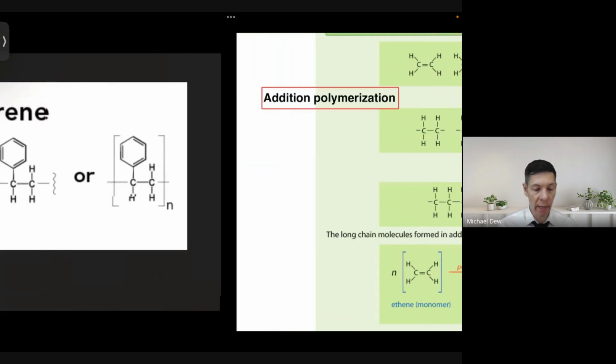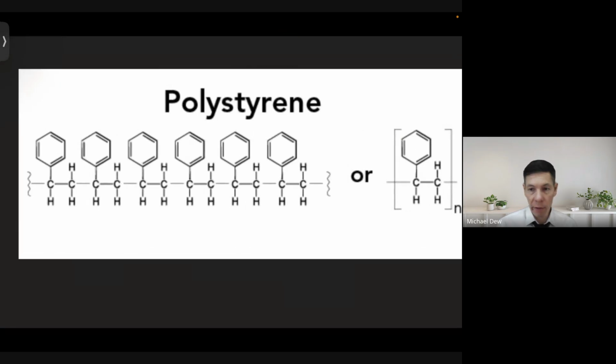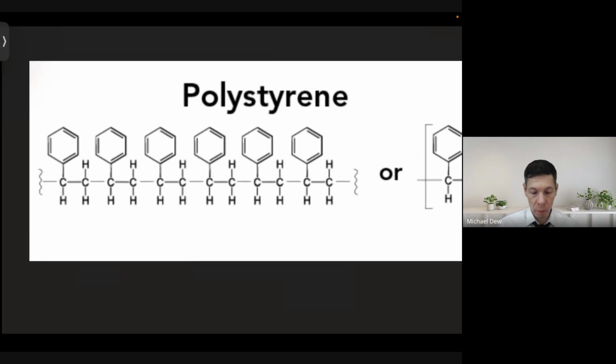All right, so let's take a look at another monomer and another polymer in that case, okay? So in this case here, we have the polymer known as polystyrene, okay? So this particular monomer, we have how many monomers? Well, let's see.